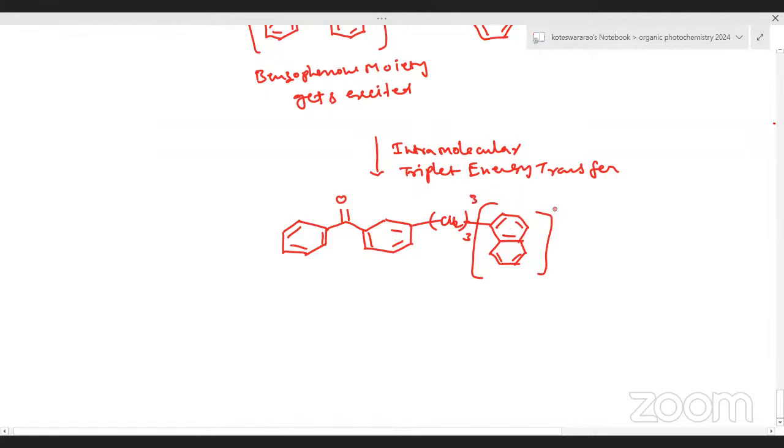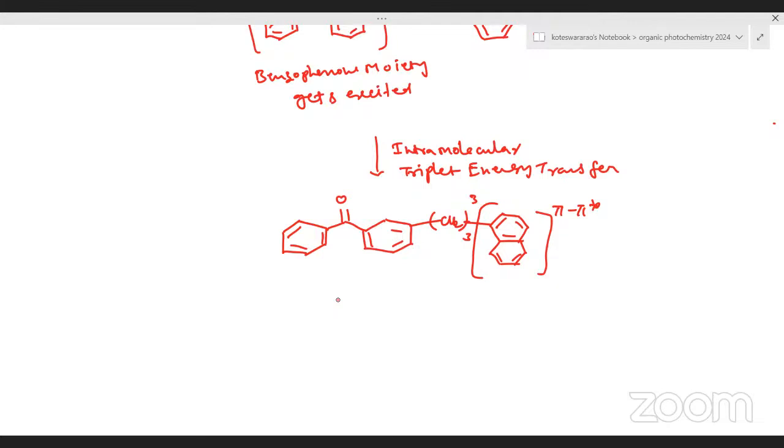Then it leads to produce the triplet of pi to pi star. Triplet of pi to pi star. This is called intramolecular triplet energy transfer. Benzophenone and naphthalene moieties are present in the same molecule. Its absorption of UV light will give the excitation of the benzophenone moiety. Then the excited triplet energy state of the benzophenone moiety will transfer its energy to the naphthalene.